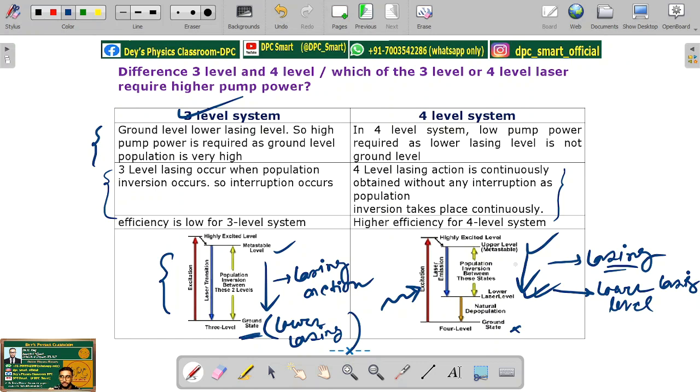But in case of a 4 level laser, as the lower lasing level is not the ground level, in between the metastable and upper excited level, which is the lower lasing level, automatically after providing pumping once, population inversion would be maintained.